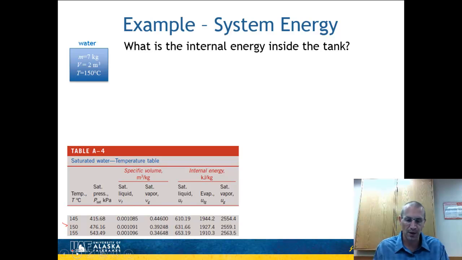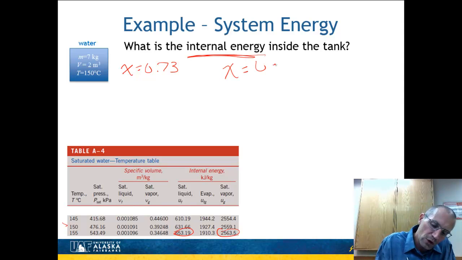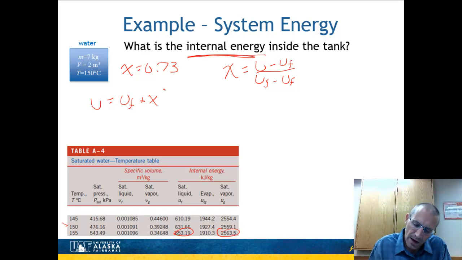Now we can continue this example and find out what is the internal energy inside the tank. And recall from the previous slide, x is equal to 0.73. And the value of internal energy is going to be something between this 653 value and my 2563 value. In fact, it's going to be 73% over there. So we can rearrange the equation. I'll write it here, where x would be equal to u minus uf over ug minus uf. I'm going to rearrange it to solve for u. u is equal to uf plus x times (ug minus uf).